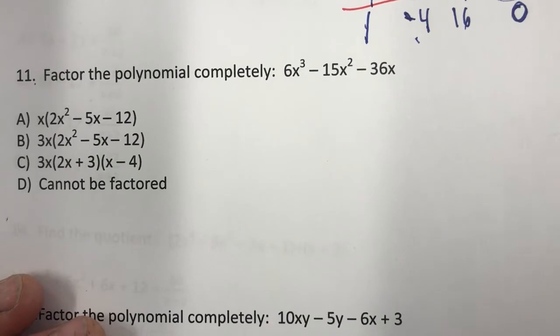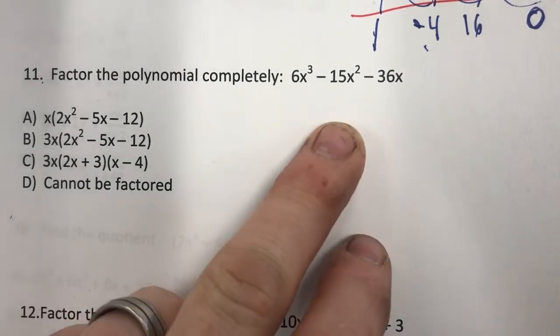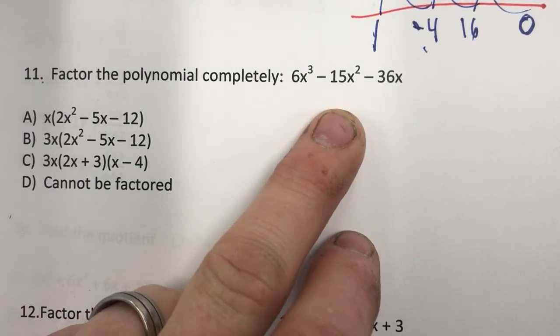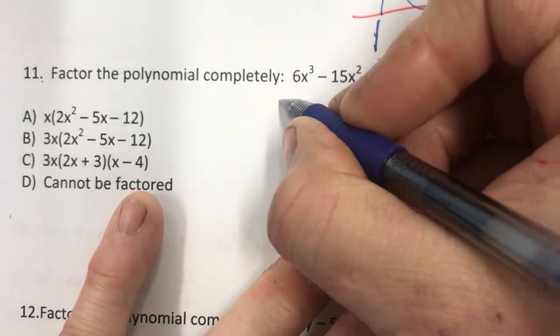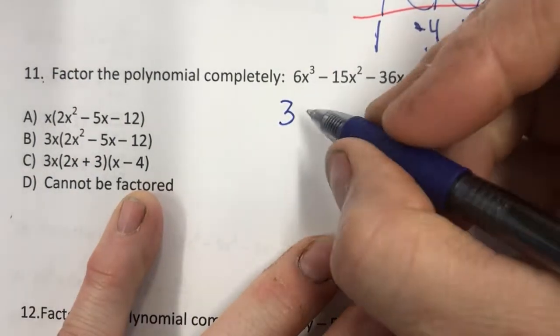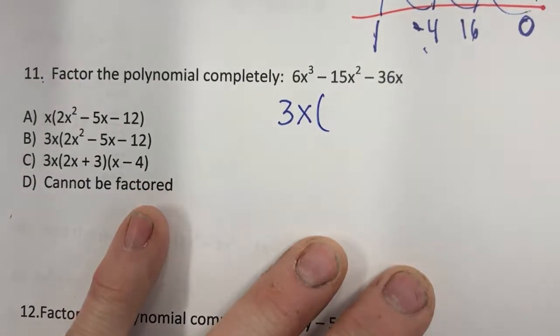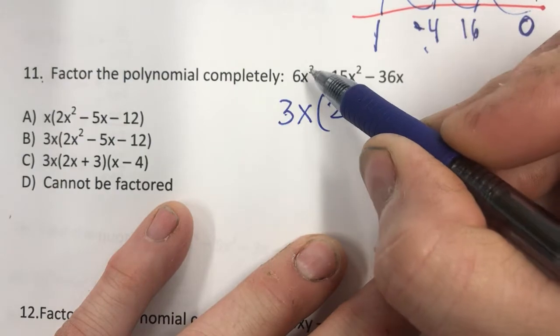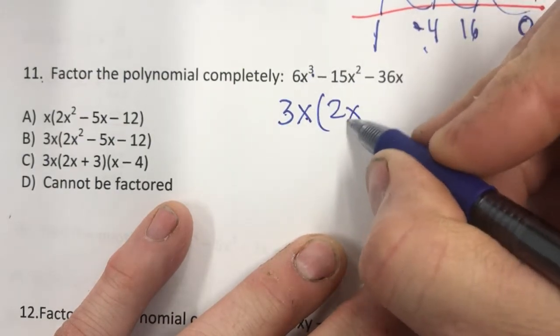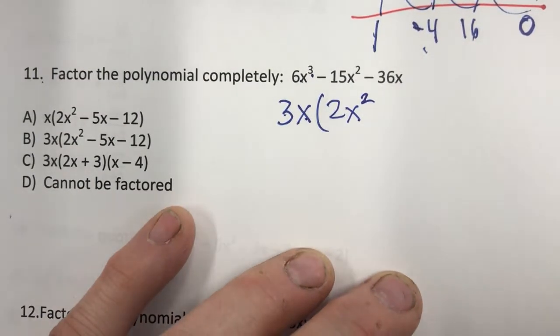Number 11. Factor this polynomial. All right, well, it looks like 6, 15, and 36. Looks like 3 goes in all those. And they all have an x, so it looks like I can divide that out. So 6 divided by 3 would be 2. I've got an x to the third. I've divided an x out, so that knocks it down to x squared.